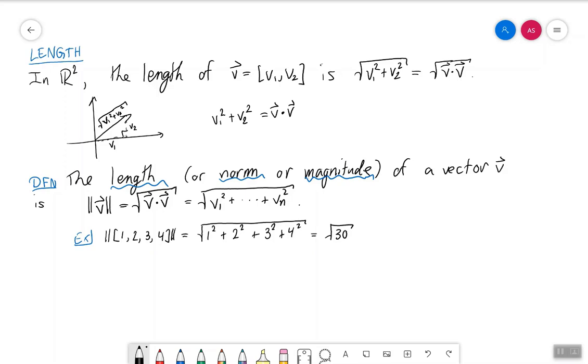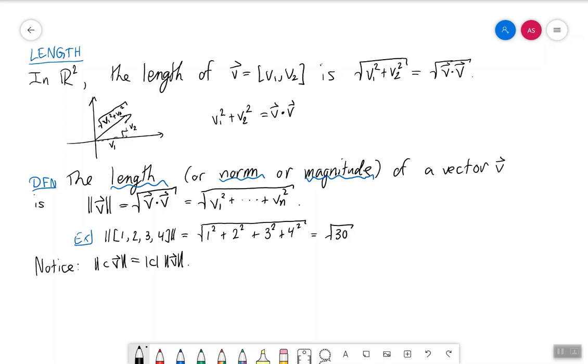I also want you to notice that the norm of c times v is the absolute value of c times the norm of v.